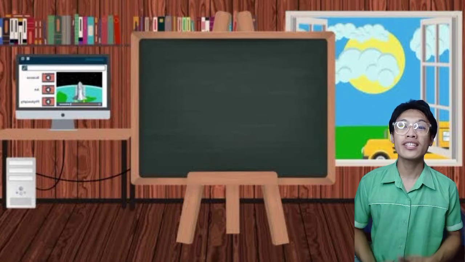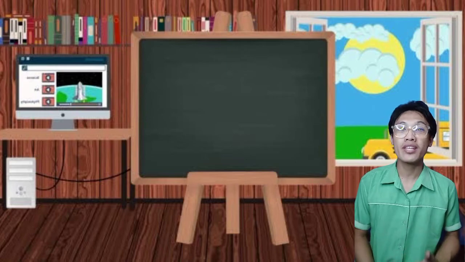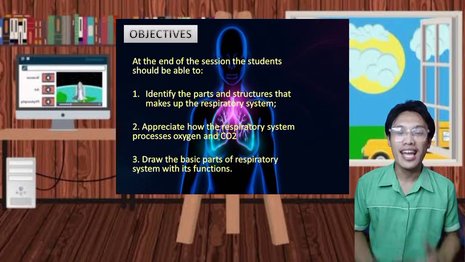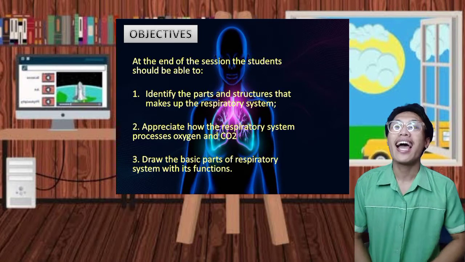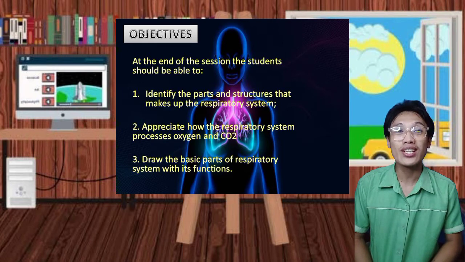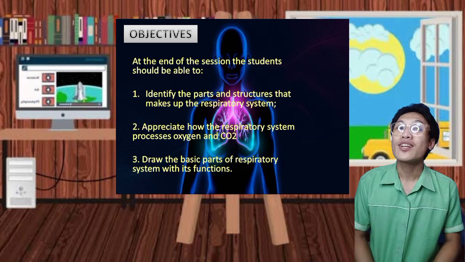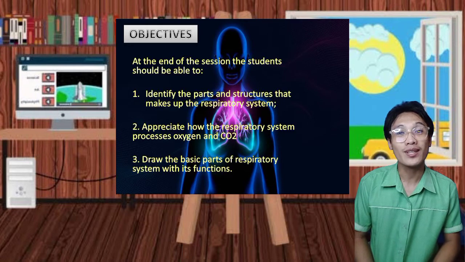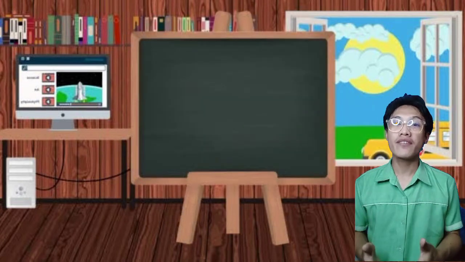Now, let us move on into our new lesson this afternoon. But before that, let me read to you the objectives of this lesson. At the end of the session, the students should be able to: first, identify the parts and structures that make up the respiratory system; second, appreciate how the respiratory system processes oxygen and carbon dioxide; and third, draw the basic parts of the respiratory system with its functions. So those are the objectives of this lesson.